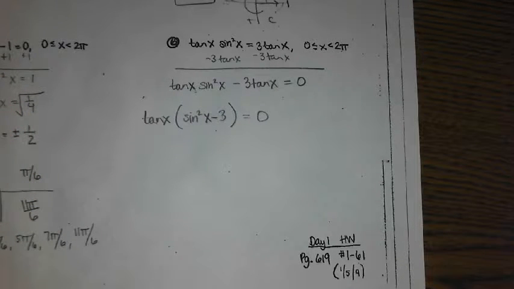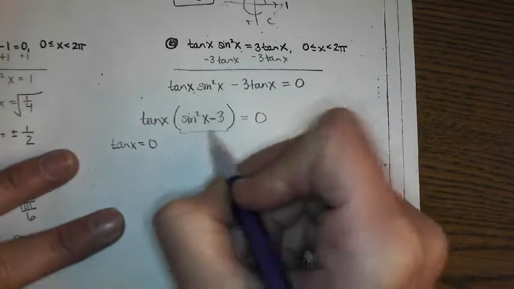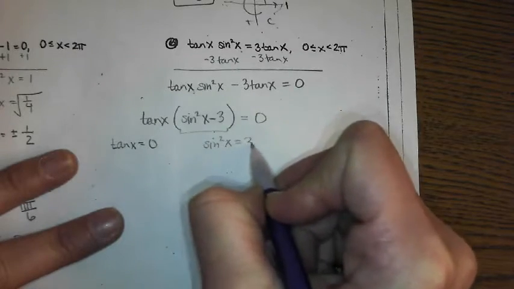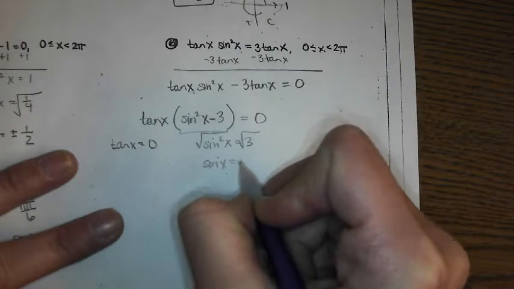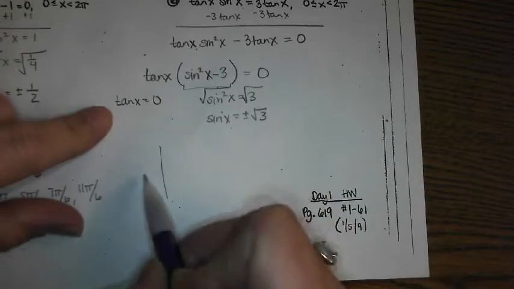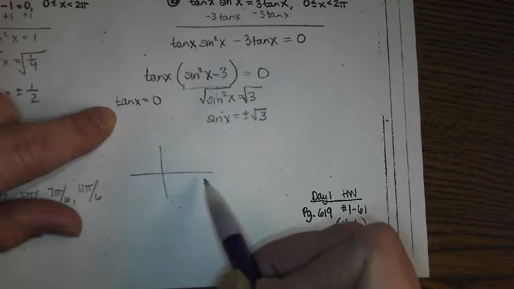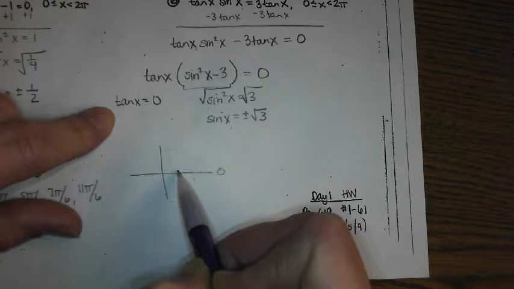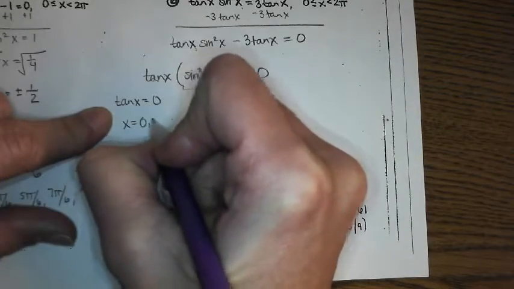And I need to tee it up, and that tangent of x equaling 0 is going to give me a couple solutions. So tan x equals 0. This one's going to give me sine squared x equals 3, which I'm going to have to square root both sides, so I'm going to get the sine of x equals plus or minus root 3. So starting with your tangent of x, when does tan equal 0 in the unit circle? Tan of 0 is 0, and pi. So x could equal 0 or pi.